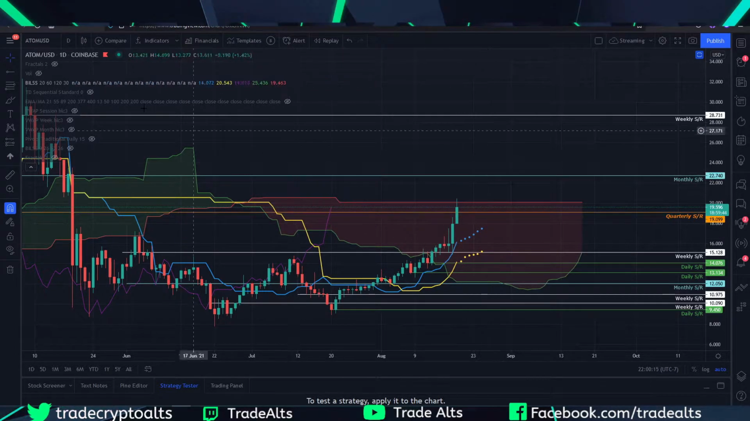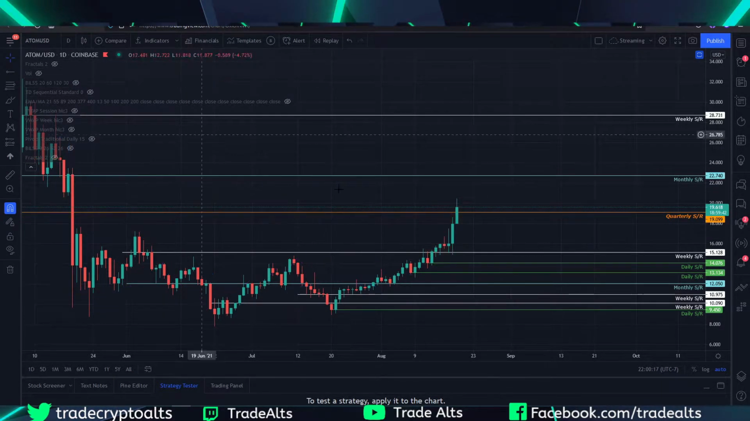Obviously your quarterly level. So that's Ichimoku. I'm going to turn this off. Quarterly level, you're currently above it, so that's really strong. Your monthly here is really important though. This is a big level.